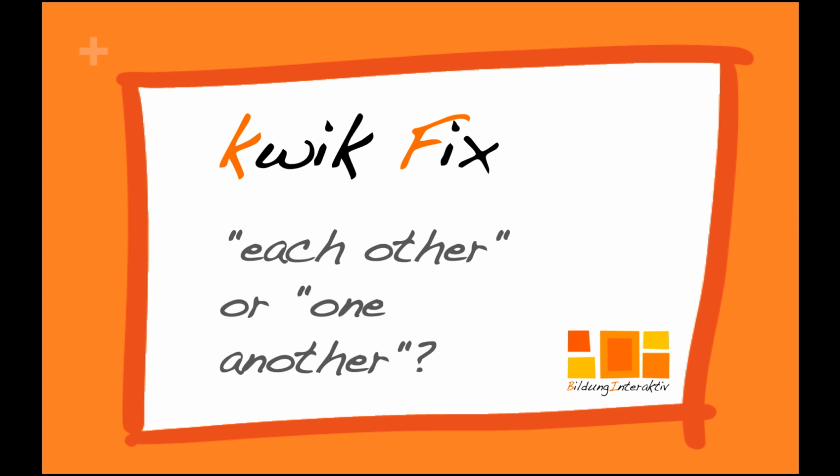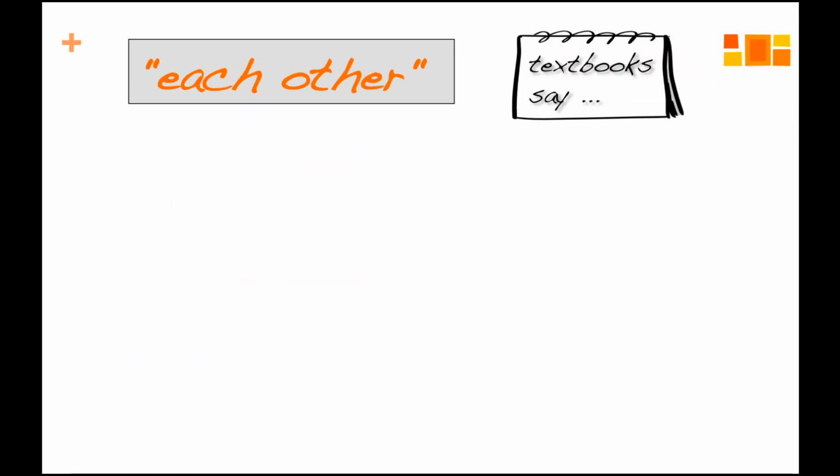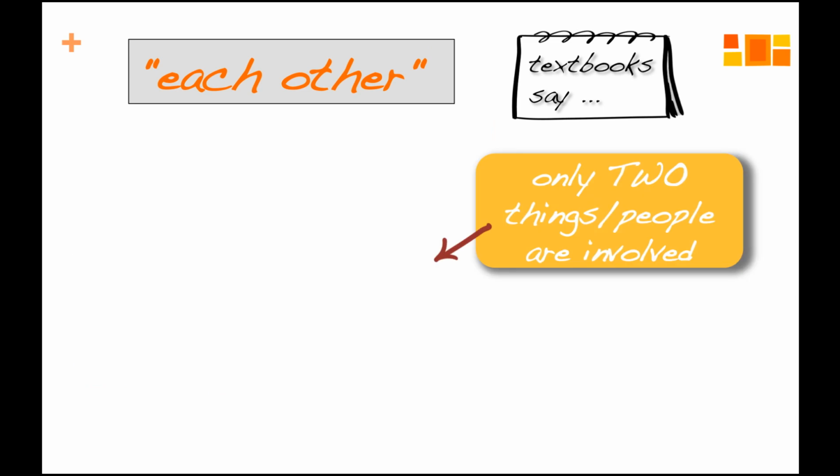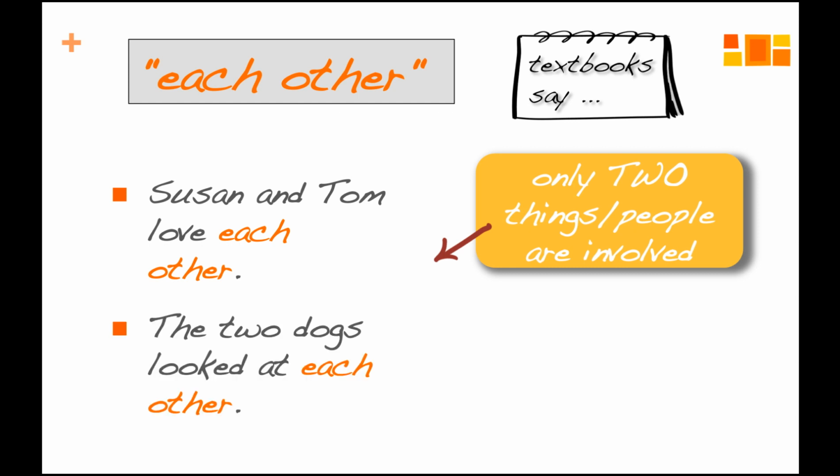In this little clip we will explain to you the difference between each other and one another, if there is any. Now let's start with each other. Your textbooks and your grammar books tell you that you can use each other when only two things or two people are involved. So each other can be used in sentences like this one. Susan and Tom love each other, which means that Susan loves Tom and Tom loves Susan. Two things, and in this case of course two people involved, use each other.